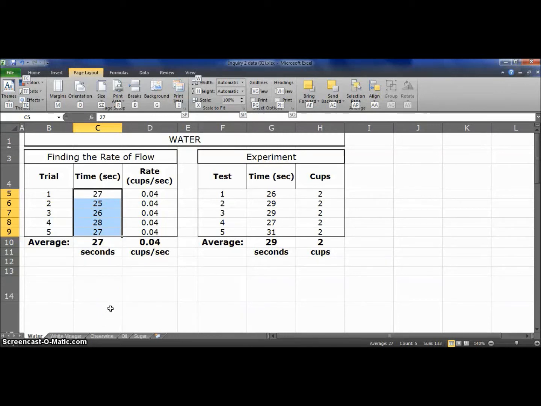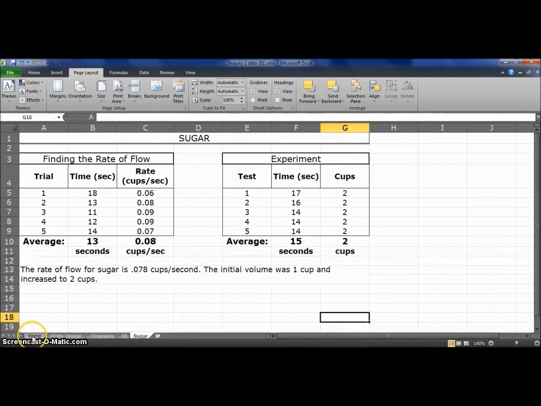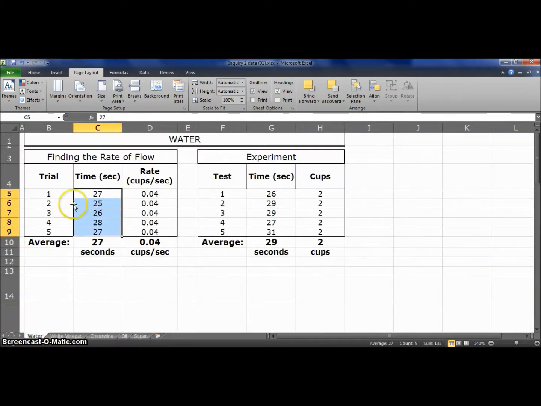After we did our experiment, we put all of our data into an Excel file, and we have different tabs for the different substances that we used. For example, this is our tab for water. On the table to the left, you'll find all of our data that we needed to find the rate of flow of water. We did 5 different trials, and the times for each trial are listed in the middle column, and then the rate per second is listed in the column to the right.